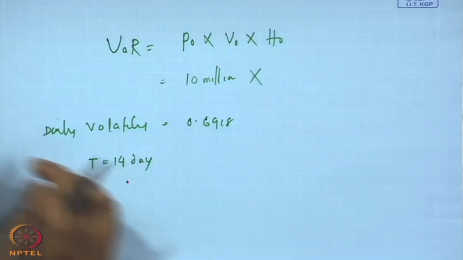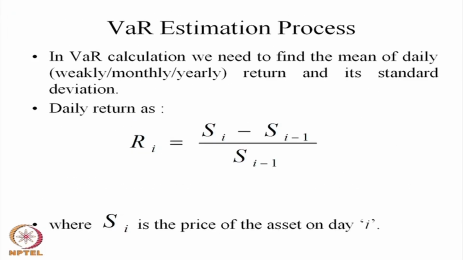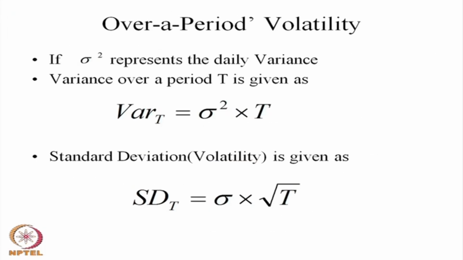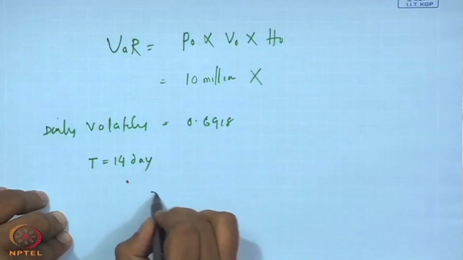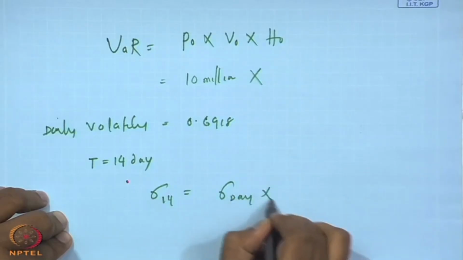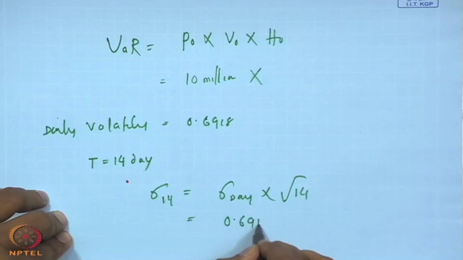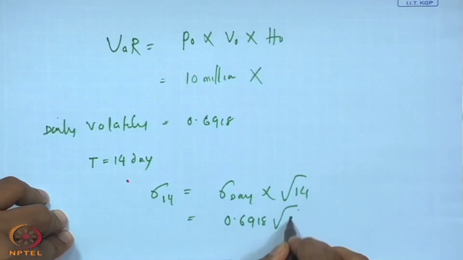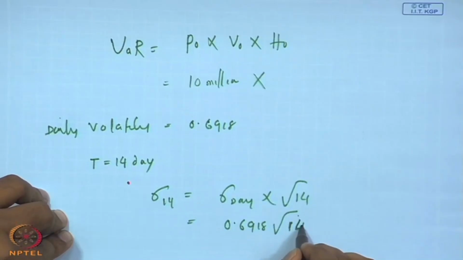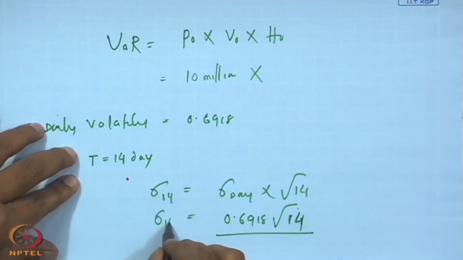We already discussed in our earlier example, when you want to convert the yearly volatility into days volatility, what you are supposed to do? You have to calculate the 14 days volatility: sigma 14 is nothing but sigma daily into root over 14. So, sigma daily is our 0.6918 into root over 14. If you calculate this, whatever it gives you is our sigma for 14 days.